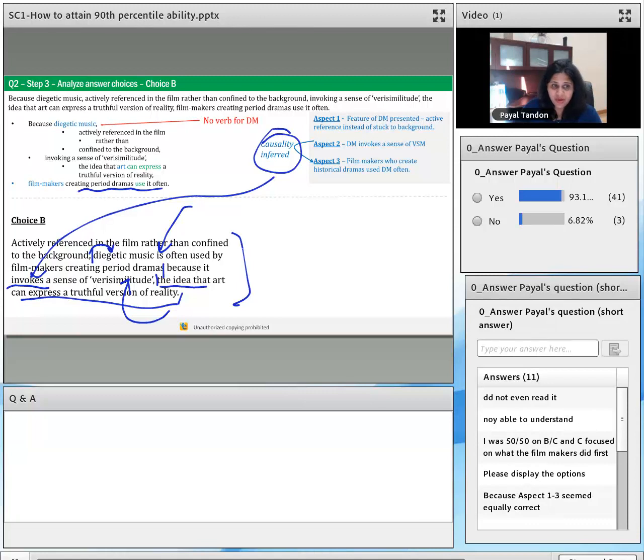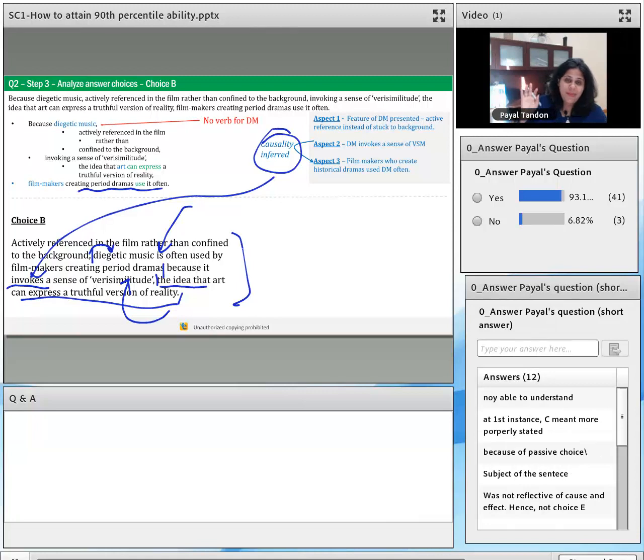Why is passive voice wrong? Diegetic music is often used by filmmakers. Why is it wrong? Passive voice is wrong in two cases. If the original sentence talks about the doer and the object, but the incorrect answer choice doesn't talk about the object, in that case, this would be wrong.